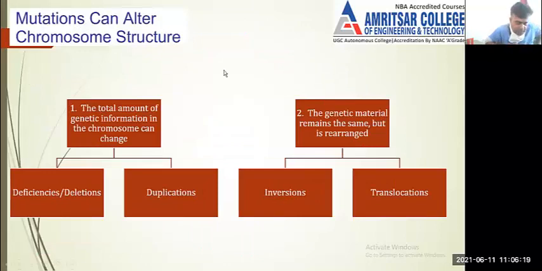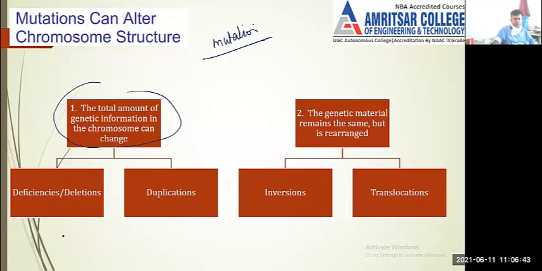So why does a change in chromosomal structure happen? Because of mutation. So the total amount of genetic information can change, and there are two techniques. First one is deletion. Second one is duplication. Duplication means double.